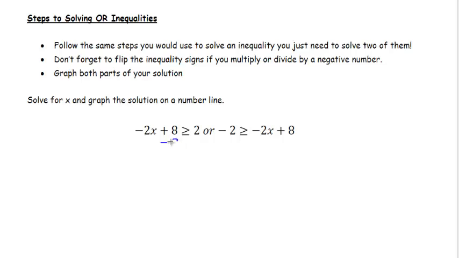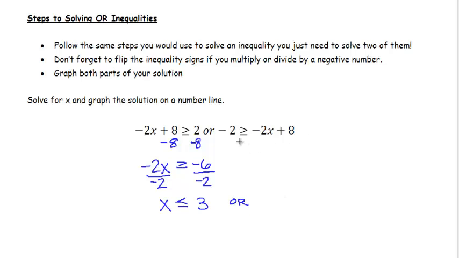Let's solve that one by subtracting 8 on both sides. That's now a negative 6. And then here I would divide both sides by negative 2. We're dividing by a negative. That means we're going to have to do some flipping here. So we get x is now less than or equal to positive 3.